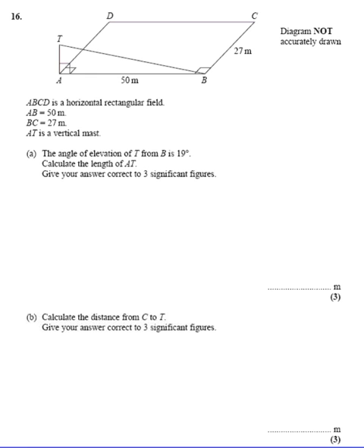Now, this is a particularly difficult question because it involves 3D trigonometry in a way that people aren't really familiar with. We'll start with the first question. The angle of elevation of T from B is 19 degrees. And the angle of elevation is the angle that B to T makes with the horizontal, so it means that that angle there is 19 degrees. And then it says calculate the length of AT.